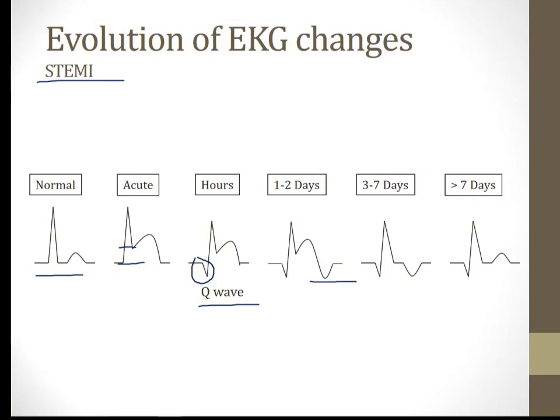Between 3 and 7 days, the ST segments come back to baseline, but the T wave inversion persists. And then beyond about a week, the only thing that is left behind is the Q wave. So you can see Q waves in patients who had a myocardial infarction even years ago. It's evidence of an old myocardial infarction. But remember, you can also see them acutely, so the presence of a Q wave doesn't necessarily mean that the infarction is old. There can be an acute infarction occurring.